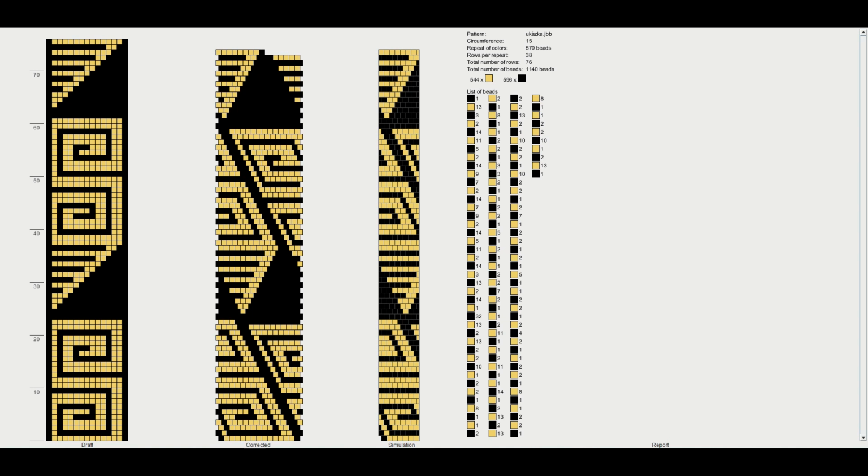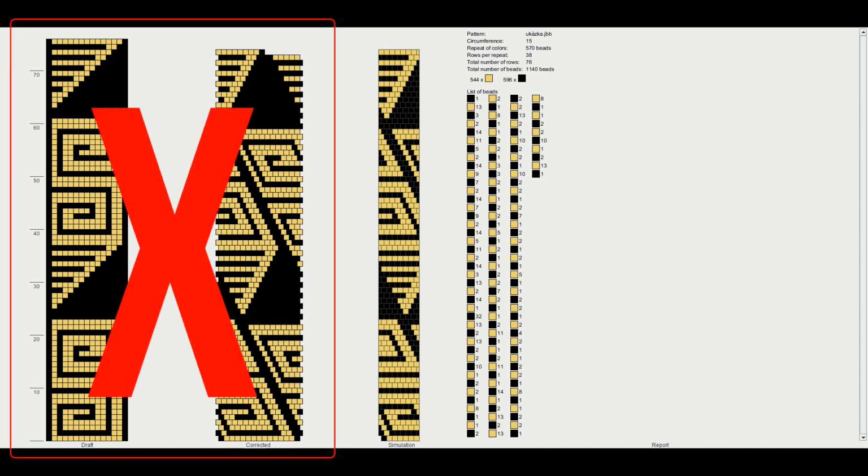To read these patterns, it is important for us to look at the graphic visualization of the finished bead crochet row, which you can see in this thread graph marked simulation. That's how the finished bead crochet row will look. Of course, you see only one side of the bead crochet row there, so you cannot string the beads from this graph. For now, we don't need to pay attention to the two graphs on the left.